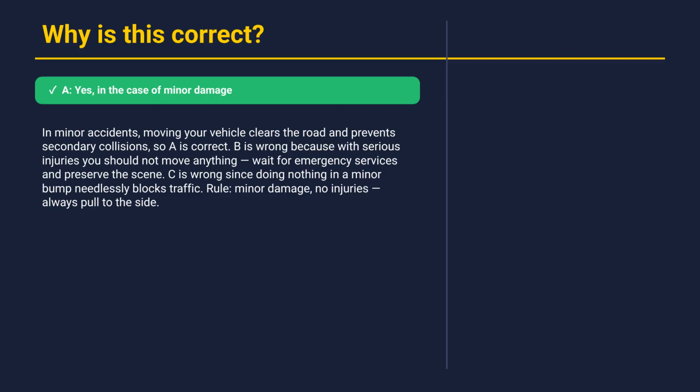In minor accidents, moving your vehicle clears the road and prevents secondary collision. So A is correct. B is wrong because with serious injuries, you should not move anything. Wait for emergency services and preserve the scene. C is wrong since doing nothing in a minor bump needlessly blocks traffic. Rule: minor damage, no injuries, always pull to the side. All right, let's move on to the next question.